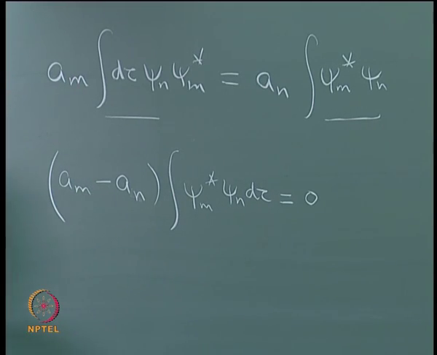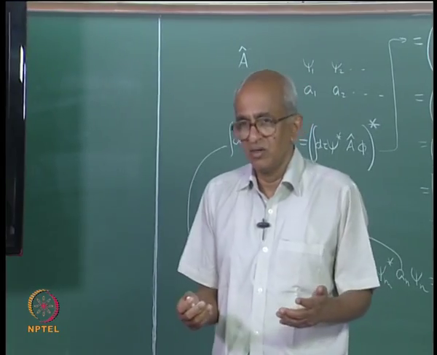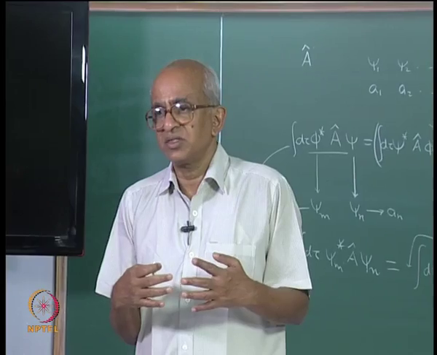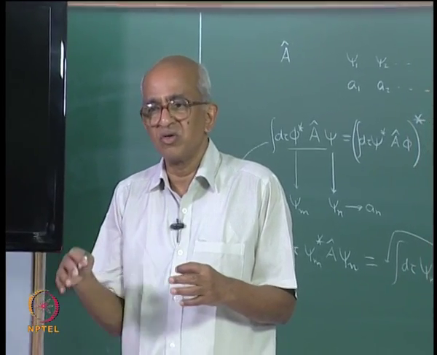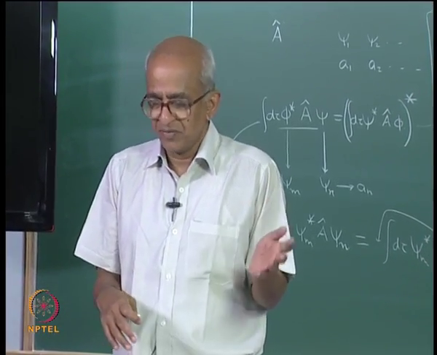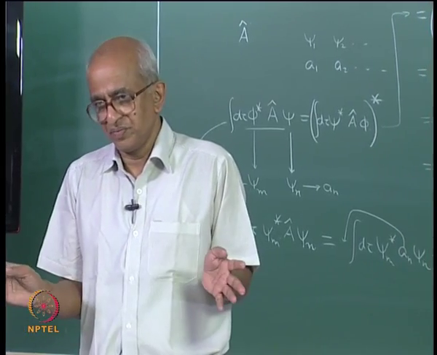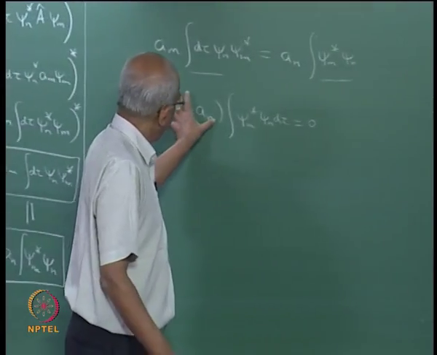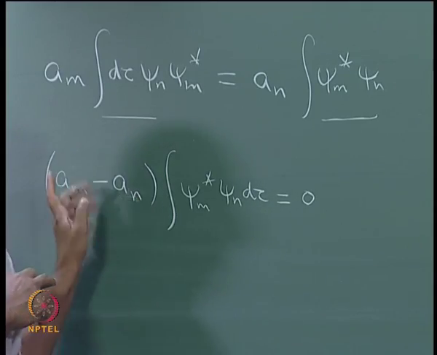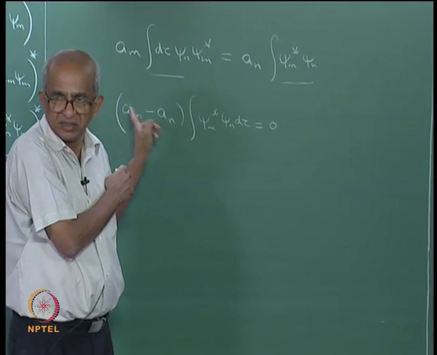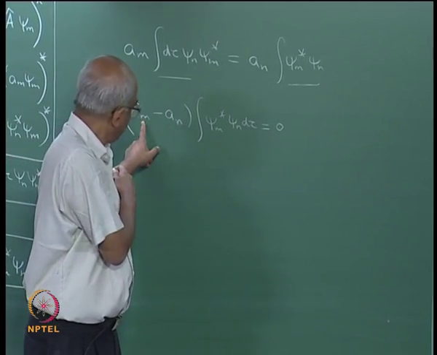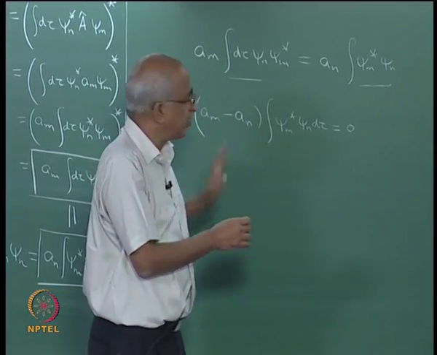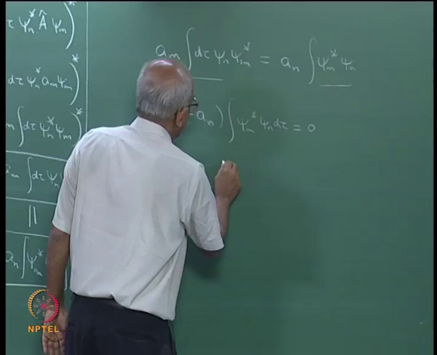This is the result that you are getting, but then we have already said that we are interested only in the cases where am is not equal to an. So, therefore, am minus an cannot be 0, and therefore, I am perfectly justified in dividing throughout by this expression. If this was 0, then I cannot divide by that, but by definition am minus an is not 0 because the two eigenvalues are not the same. So, you divide throughout by this, and what do you find?